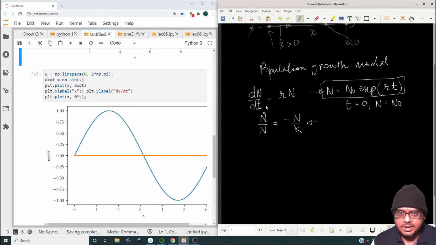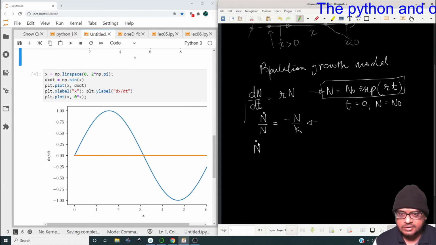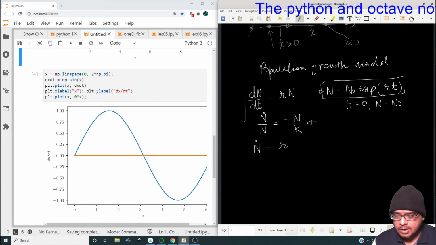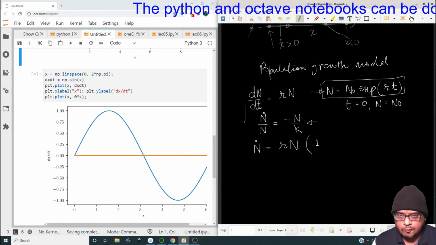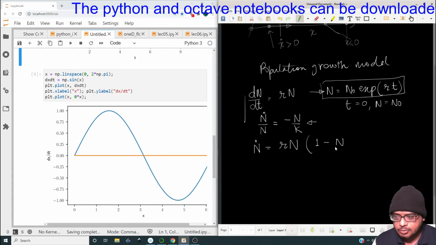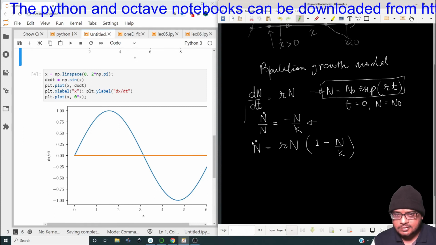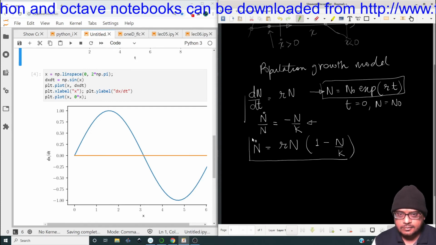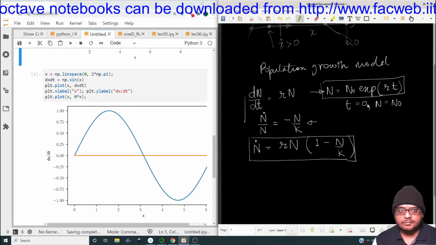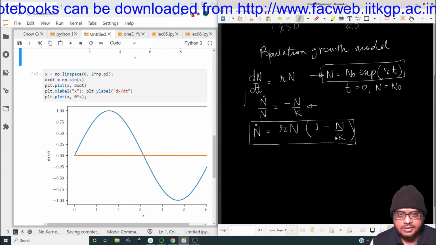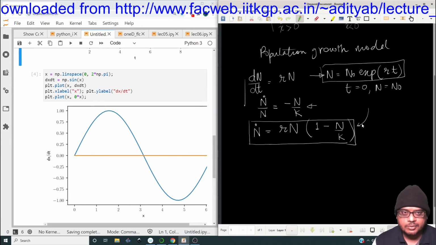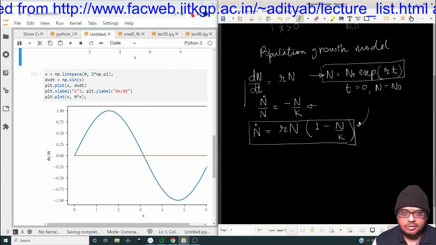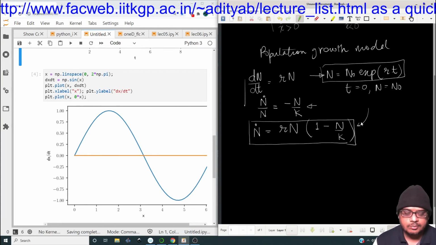Okay, so combining these two things, N dot is obviously the time derivative. We can write down a single equation as N dot is equal to r times N times 1 minus N upon K. So this is the governing equation, or rather we estimate that this will be the governing equation, and once we look into this equation from a geometrical viewpoint, we will see whether or not this equation can model certain population growth.